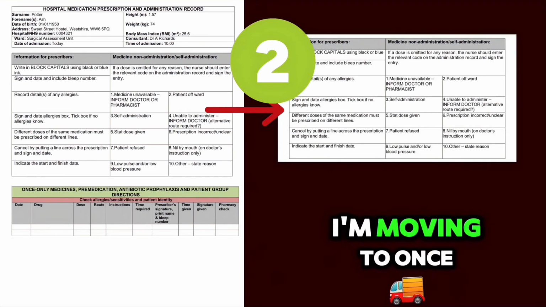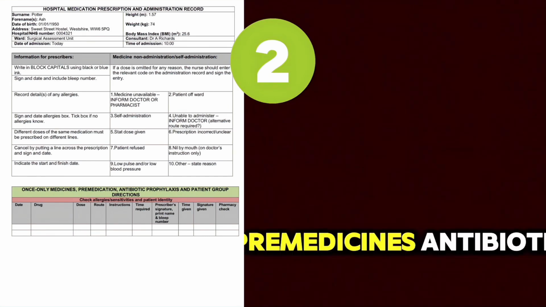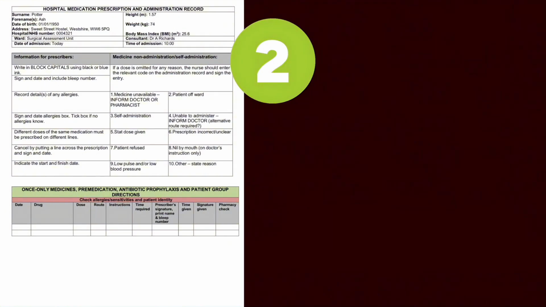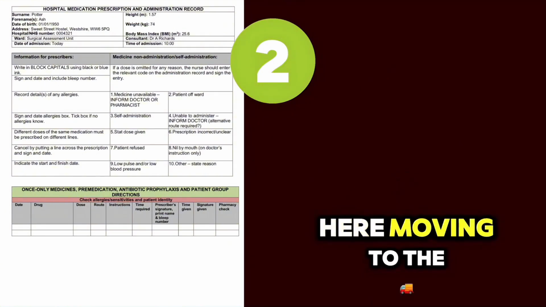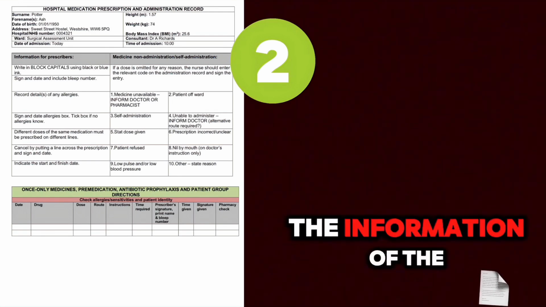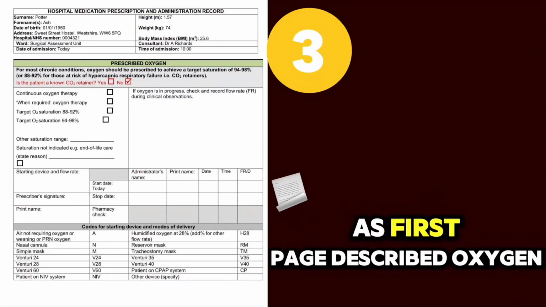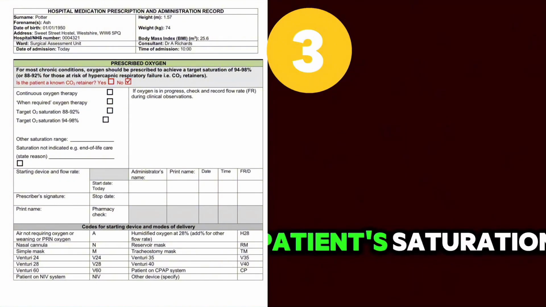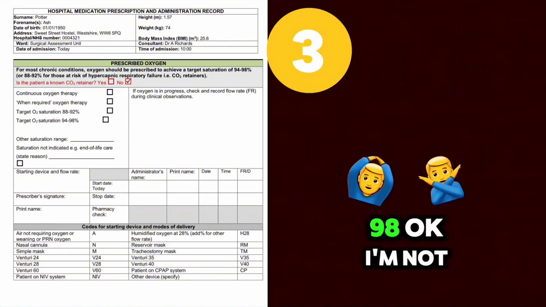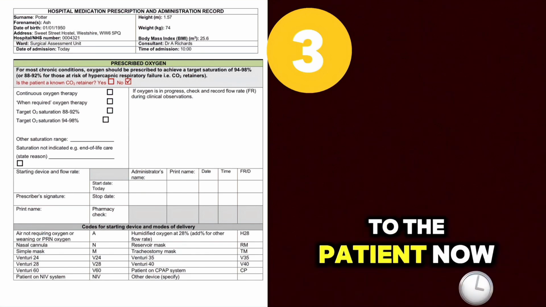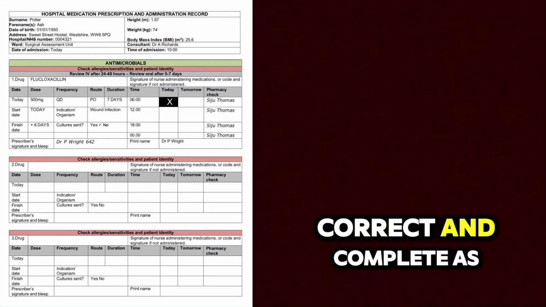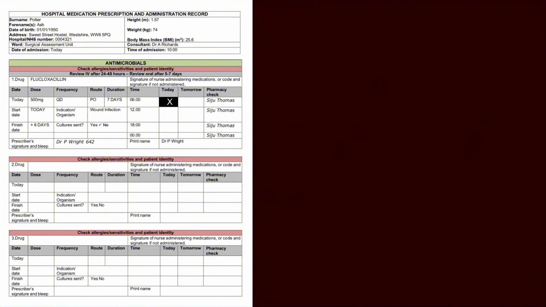I'm moving to once only medicine, pre-medicines, antibiotic prophylactics, and patient group directions. There is no medication here. Moving to the next page. The information of the patient is correct and complete as first page. Prescribed oxygen. Miss Examiner, what is the patient's saturation? 98. Okay, I'm not going to do anything else for the patient now. Moving to the next page. The information of the patient is correct and complete as first page.